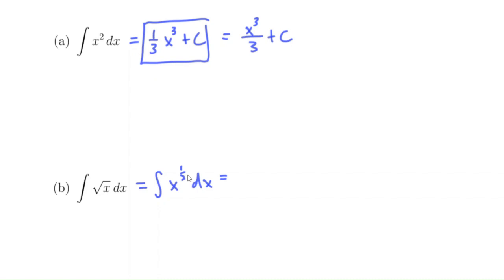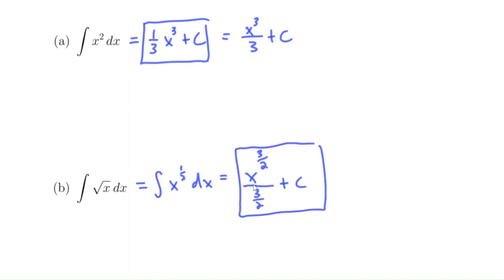And so here we're going to let our n be 1/2. Now, we always increase that number by 1 and then divide by the number. So the integral of x squared was x cubed, and then we divide by that number 3. So what's the integral of x to the 1/2? Well, we raise that number up by 1. x to the 1/2 plus 1 would be 3/2, and then divide by 3/2 plus c. And that's our answer, but we can rewrite this.